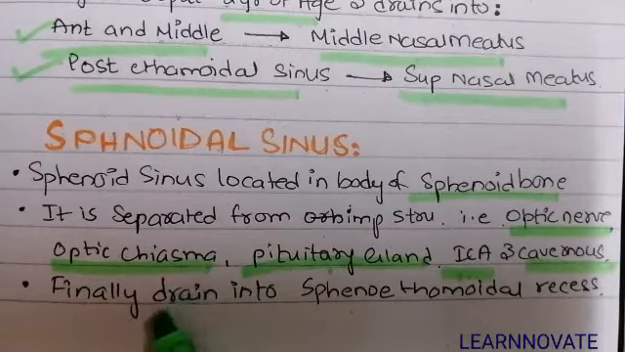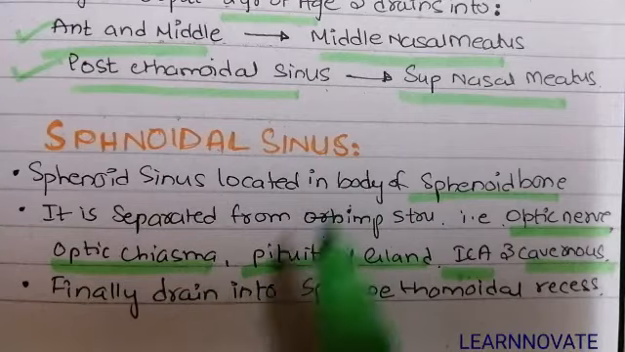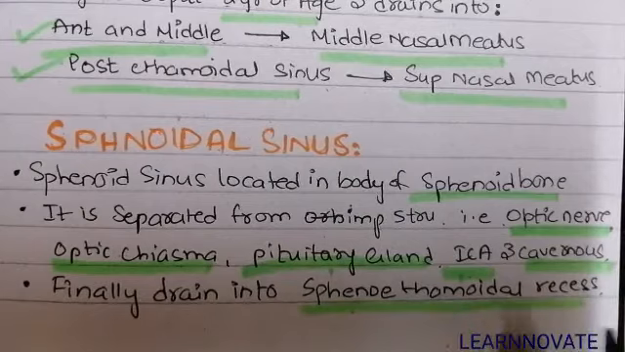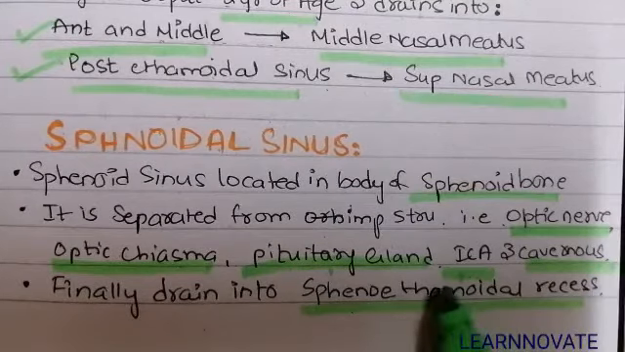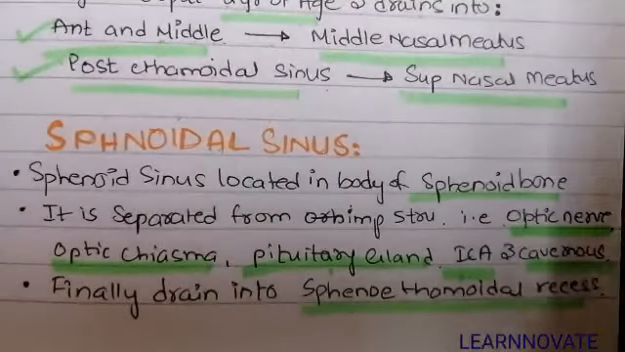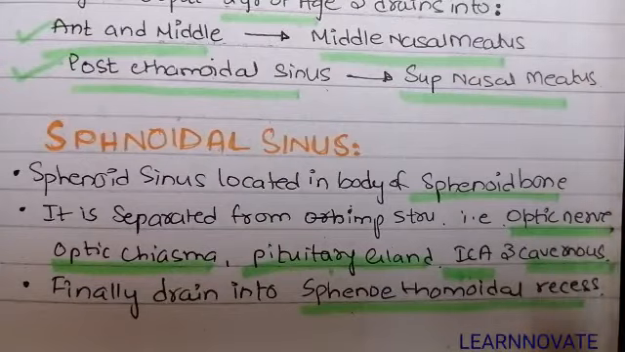Now the drainage, that is also very important. The sphenoid sinus will drain into the sphenoethmoidal recess. The sphenoethmoidal recess is a recess present superiorly to the superior nasal meatus. So this is the drainage system for the sphenoid sinus. Now the last sinus that remains, and that is a very important sinus, is the maxillary sinus.